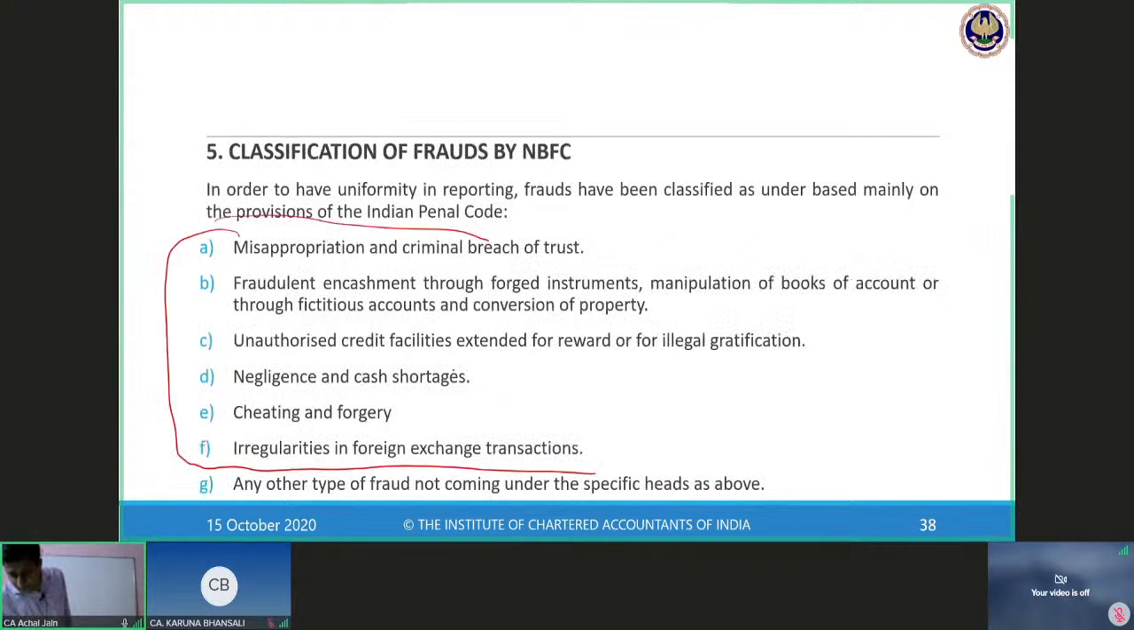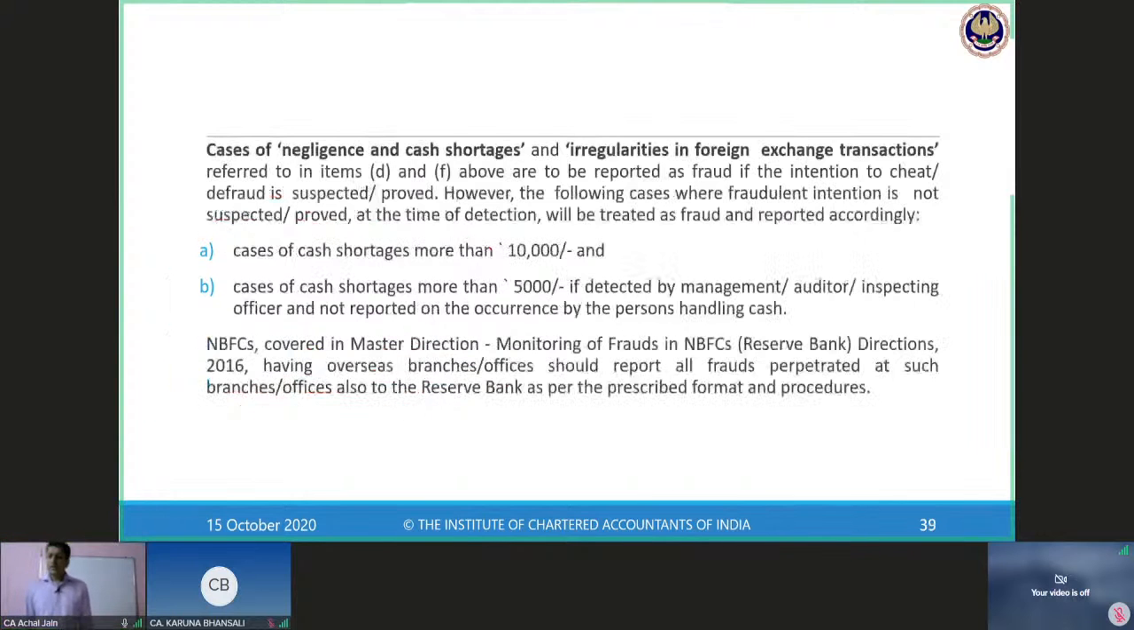So this one and this one. Okay, for these two are to be reported as fraud if the intention to cheat or defraud is suspected or proved. So they will be reported as fraud if those are suspected or proved.